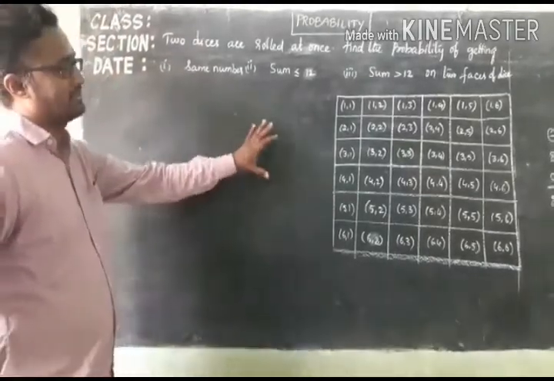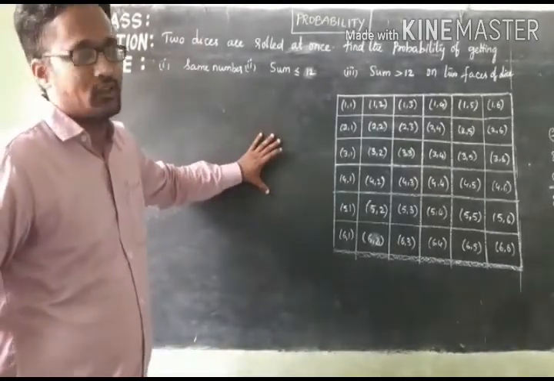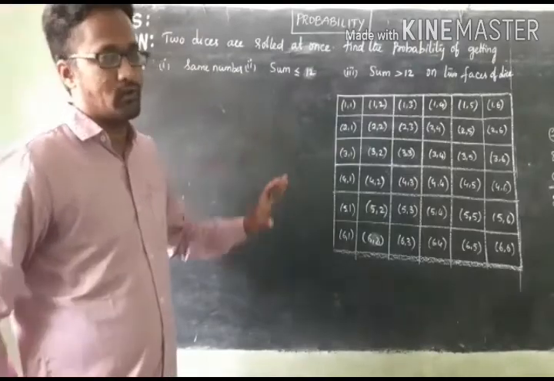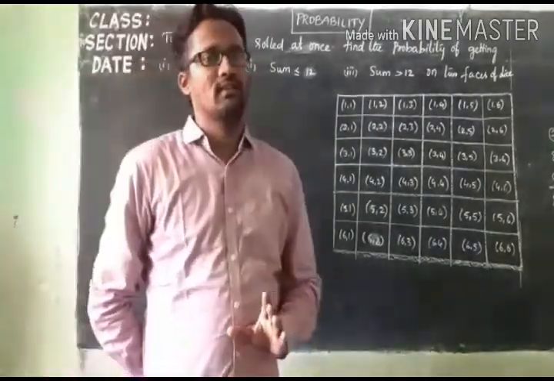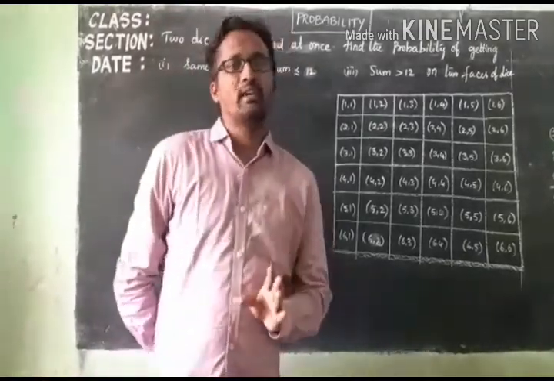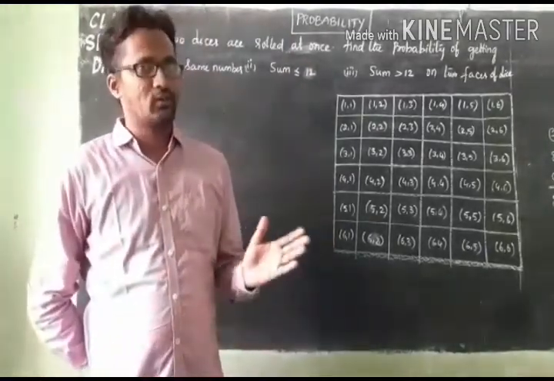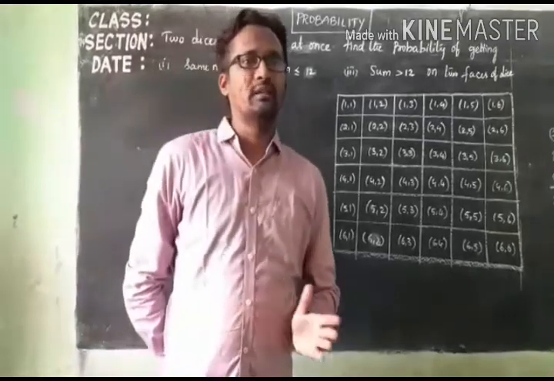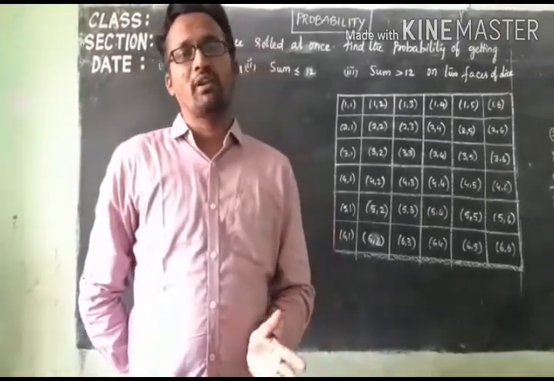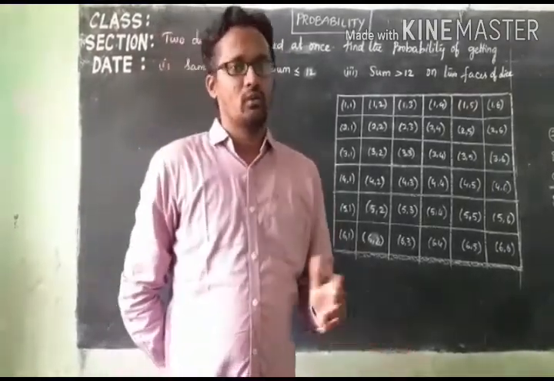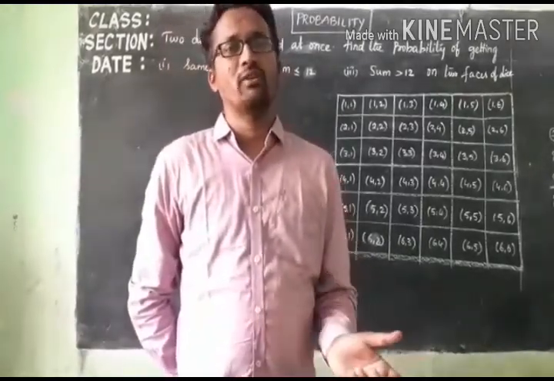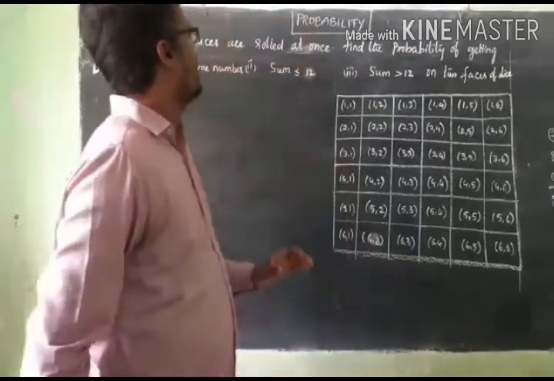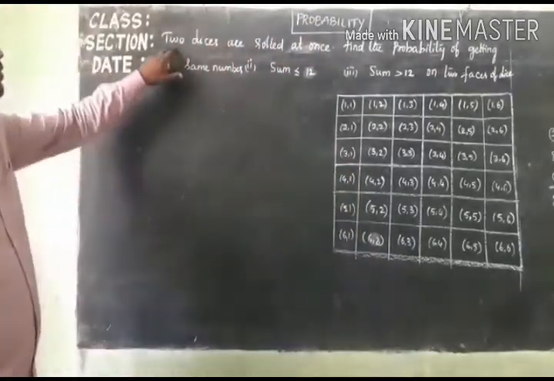readings are written as follows. Here two dice are rolled. If you roll a dice once, then the total number of outcomes is nothing but 6. If two dice are rolled, the total number of outcomes depends upon the formula 6 power n. If 3 dice are rolled, then the total number of outcomes is given by 6 power 3. So here, how many dice are rolled? 2 dice are rolled.